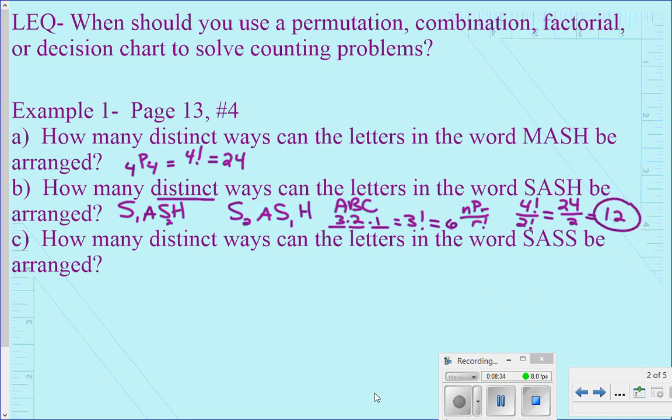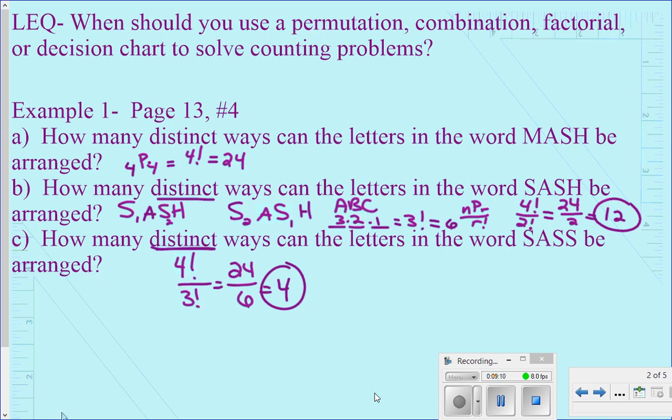Okay, so let's try C. So the word sash, again, 4 factorial is what I start with, but then I'm going to divide by the number of S's, which is 3 factorial. So I'm going to divide 24 by 6, and when I do that, I get 4. Okay, so anytime it says distinct ways, that's referring to the fact that there's repeated letters, and you don't want to count those repeated letters multiple times. You just want to count it once because it's the same word, whether we were using the first S or the second S to start.